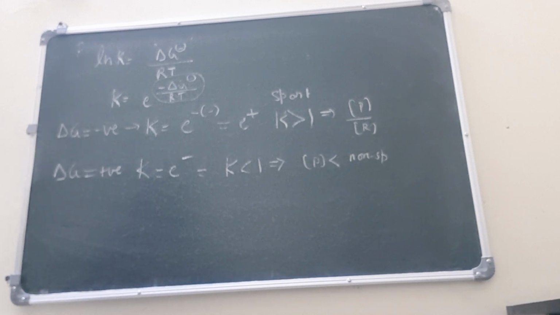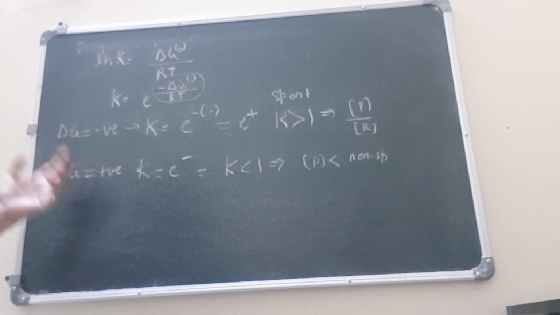Alright, so this is the explanation in terms of equilibrium constants. The explanation of why whenever we say Gibbs free energy change is negative, it is spontaneous, or when it is positive, why we say that it is non-spontaneous in the forward direction.